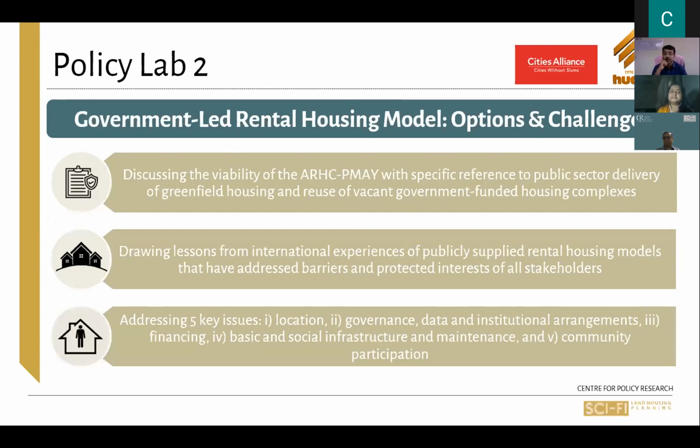Taking cue from that and building on the learnings and discussions that happened in Lab 1, the Lab 2 has been designed to discuss 5 key issues of government-led rental housing that we all associate with: location, governance, data institutional arrangement, financing, basic and social infrastructural requirement and their maintenance, and community participation.